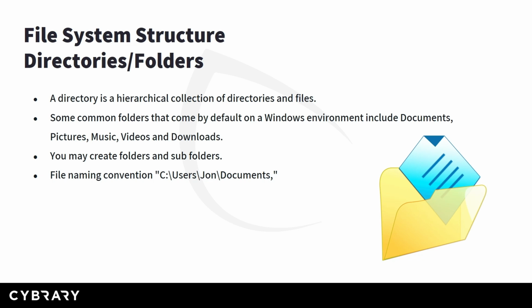The music folder is suitable for music files that you downloaded from the internet, ripped from a CD, or composed with a music program. The videos folder is proper for videos downloaded from the internet, copied from a camcorder, or created from movie maker software. The downloads folder is recommended for programs and files downloaded from the internet. You may also create folders and subfolders. Microsoft Windows uses a file naming convention where the file name is delineated by the backslash sign.